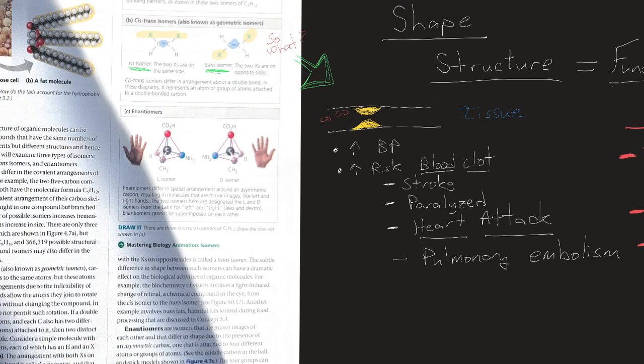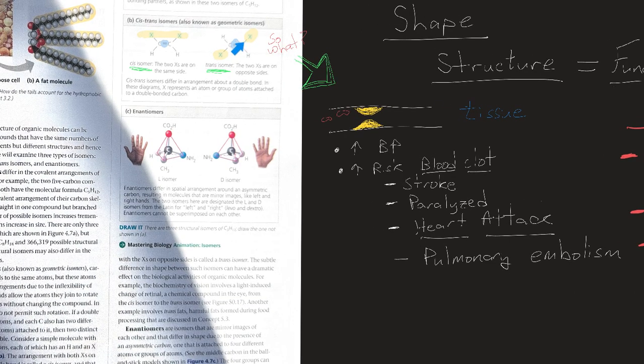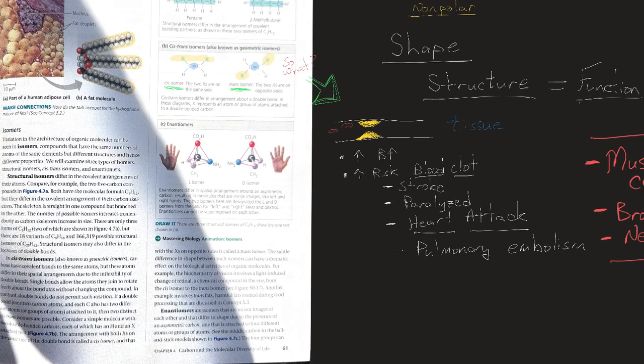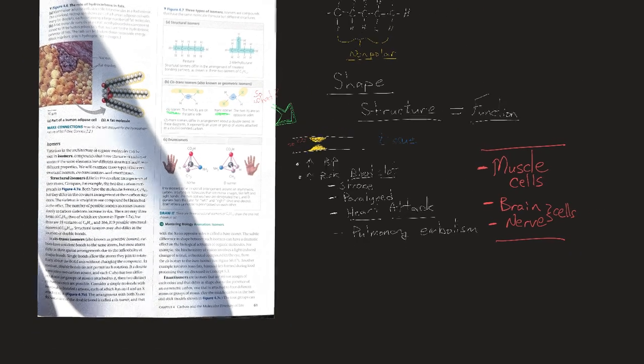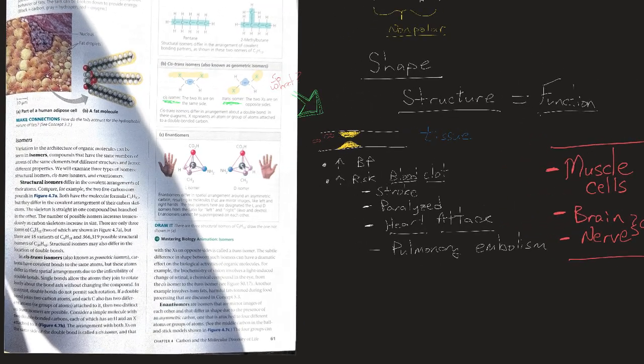So this small change of where that other group is, cis versus trans, can mean the difference between you having high blood pressure, a stroke, being paralyzed, having a heart attack, having pulmonary embolisms, permanently losing muscle and brain cells, and that not happening. So it's important that you identify what foods have these trans fats, and we can talk about what those fats look like at some later date.